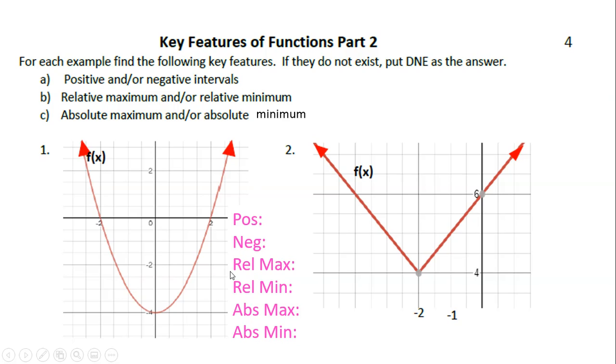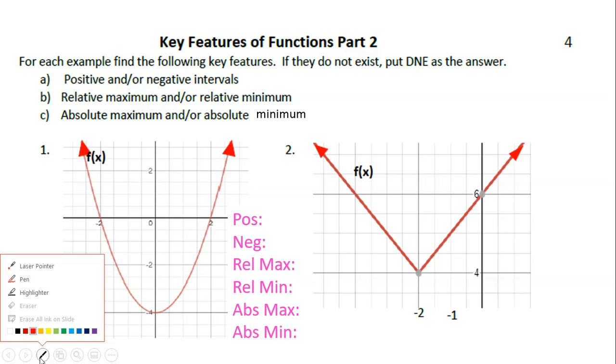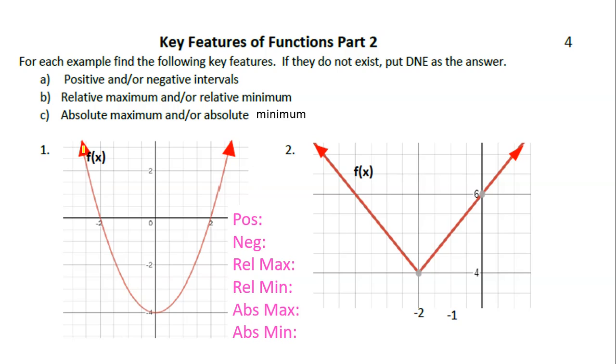So before I even start this, what I do first is I label my positive and my negative sections of the graph. So this part would be positive, and this part would also be positive. So the positive interval over here is coming from negative infinity, and then it stops at this x value, which is -2.